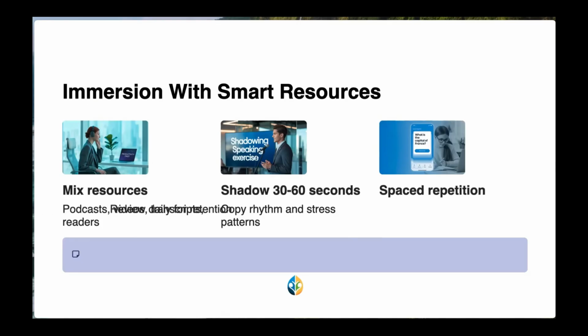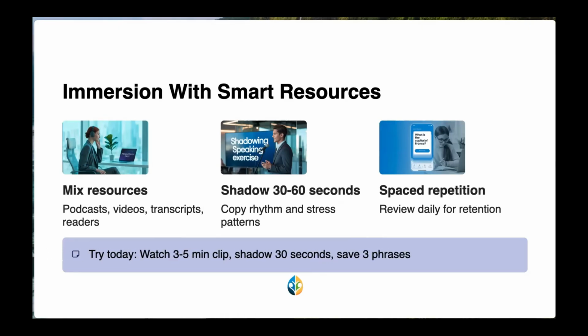And then spaced repetition, right? Review daily for retention. In other words, don't try to do everything at once in one day. Space it out. Right? So try it today. Watch a 3 to 5 minute clip. It could be a movie or it could be repeating a particular area of this video. Shadow it 30 seconds at a time, right? By shadowing, what I mean is you want to listen and then repeat. I do this a lot with news reports and transcripts. And then you want to save 3 phrases that you're going to use.